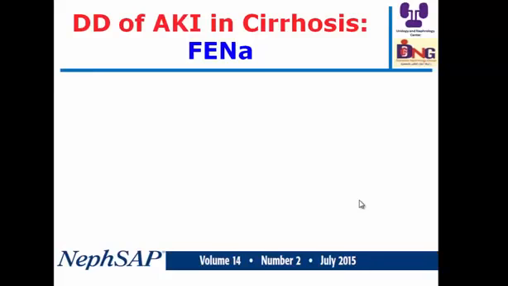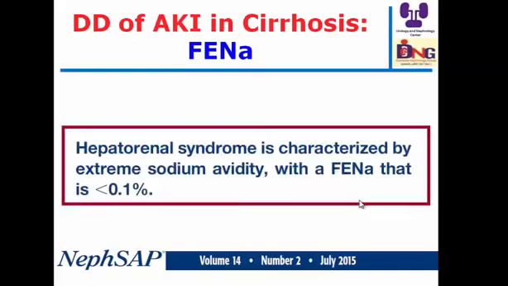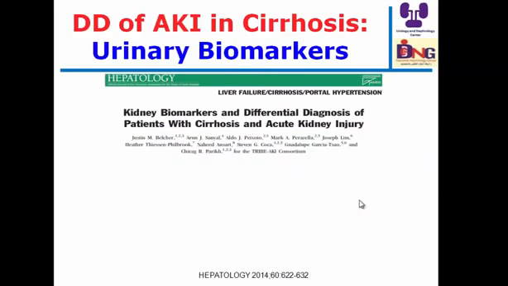Usually in prerenal azotemia it is less than 1%, but in hepatorenal syndrome FeNa is very low because hepatorenal syndrome is characterized by extreme sodium avidity with fractional excretion that is less than 0.1%. If you find FeNa less than 0.1%, this increases the likelihood of hepatorenal syndrome.